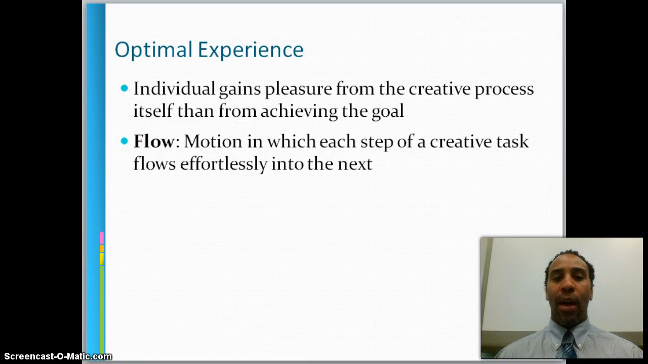And when you're in what you call the flow, it's a motion in which each step of a creative task flows effortlessly into the next, right? So everything's running smooth. I'm putting things all over the board.